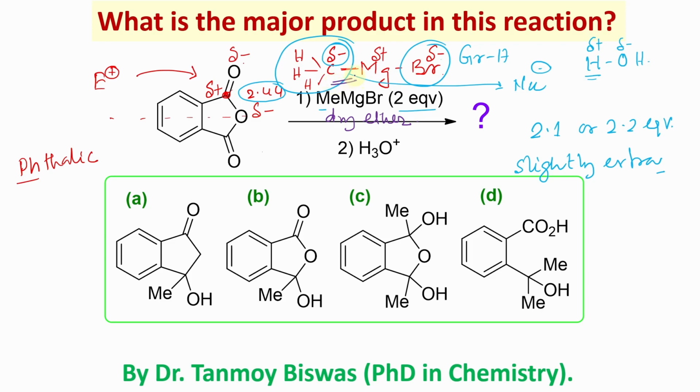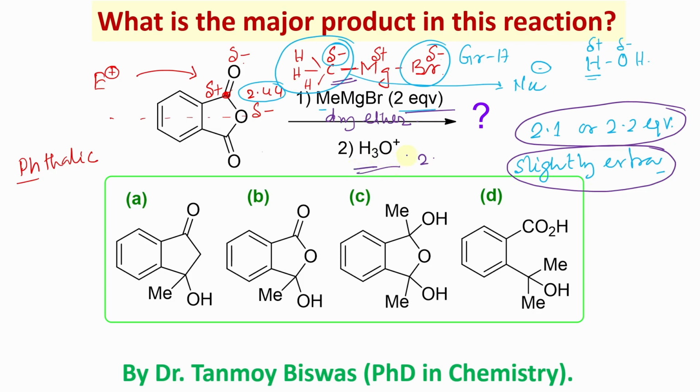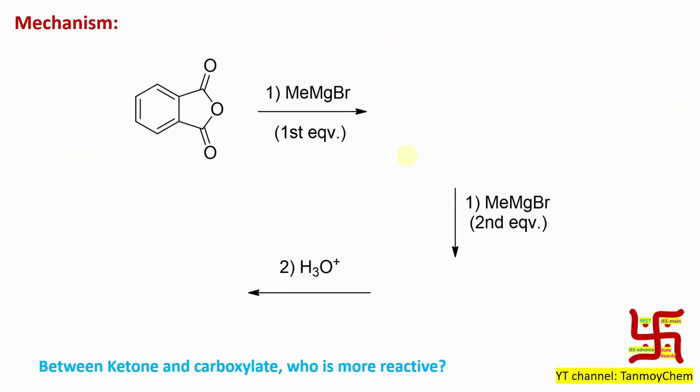So this is point number one. Even the air environment or nitrogen environment may have some amount of moisture. So in order to handle those impurities or moisture present, slightly extra Grignard reagent is taken. So in your question, whether 2 equivalent is given or 2.2 or 2.1, it doesn't matter, the meaning is the same. And the next step is workup. I guess you have understood the background. Let's go to the main point.